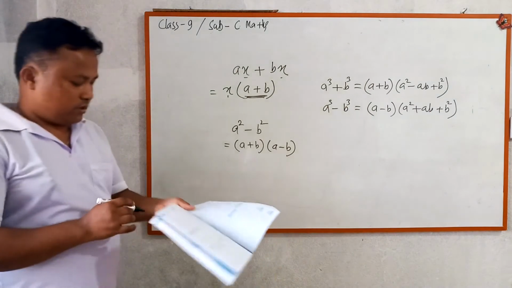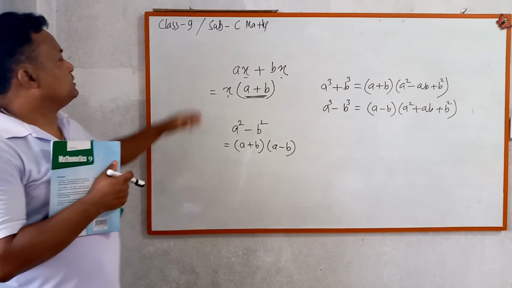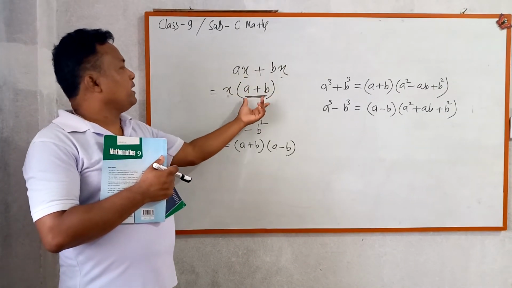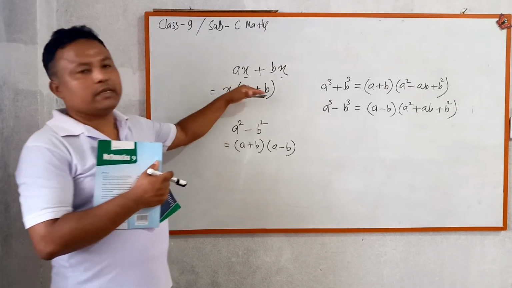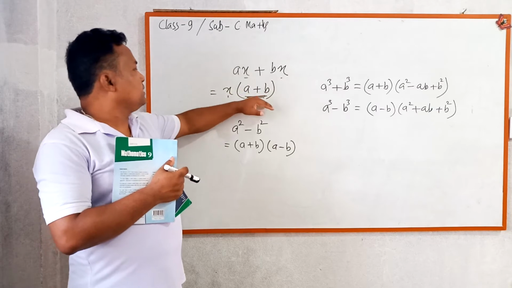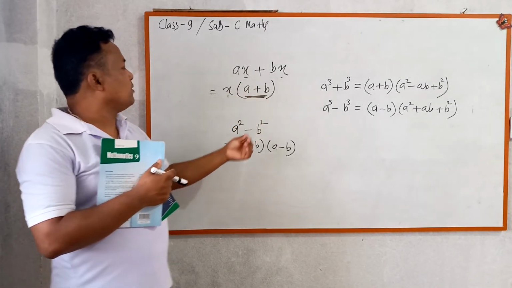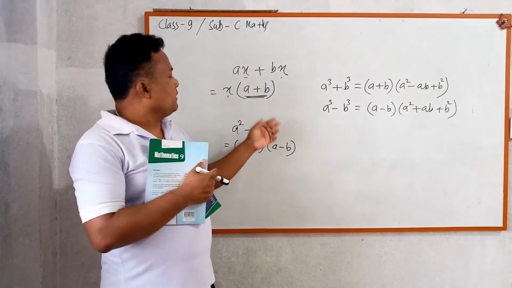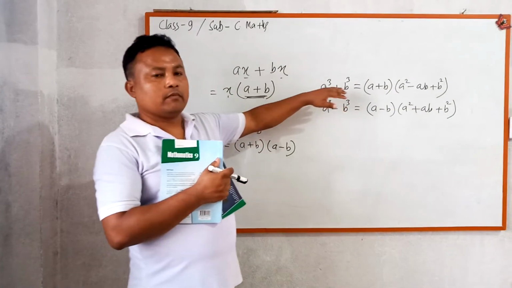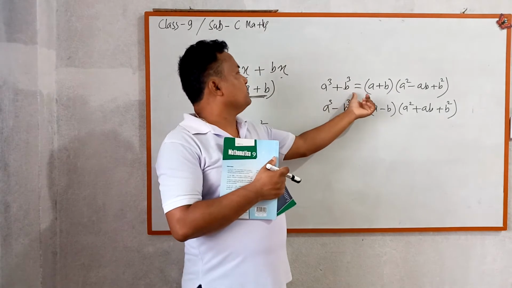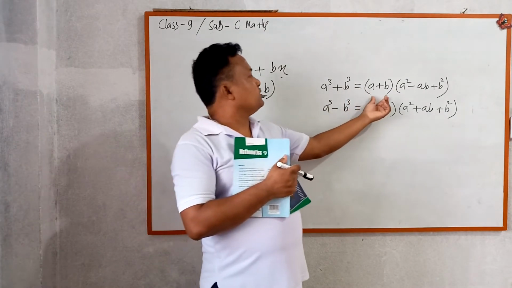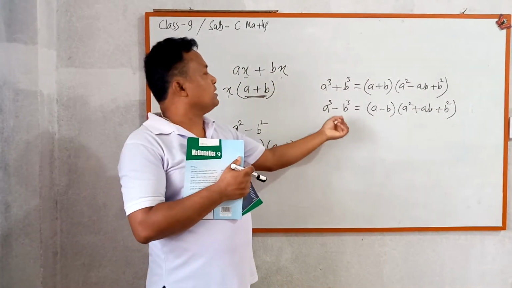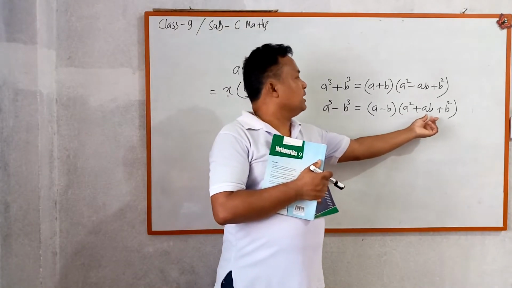So the first thing is to look if there is any common factor in the terms. We take common and write the remaining, and if the remaining is simply a plus b, we leave it there. If it comes in the form of a square minus b square, then we factorize it as (a plus b)(a minus b). If it comes in the form of a cube plus b cube, the formula is (a plus b)(a square minus ab plus b square). And if it comes in the form of a cube minus b cube, then it will be (a minus b)(a square plus ab plus b square).